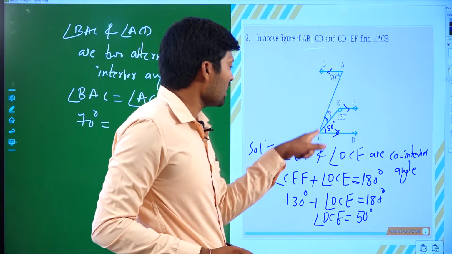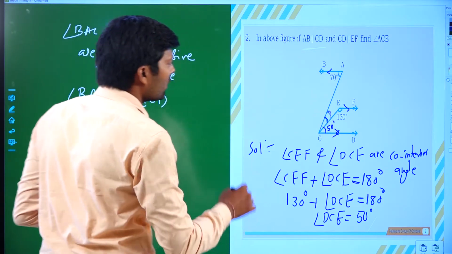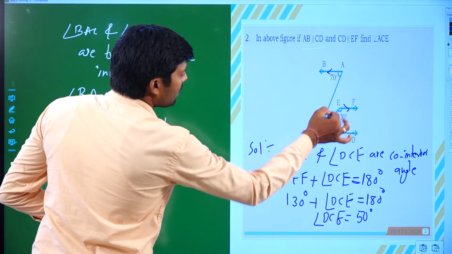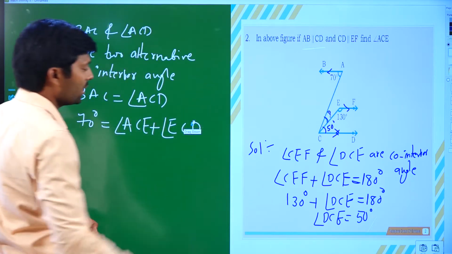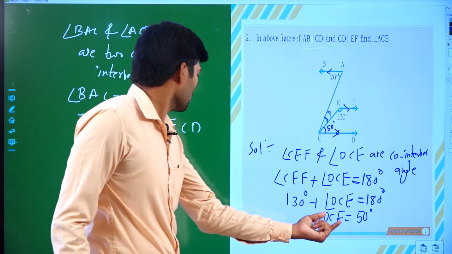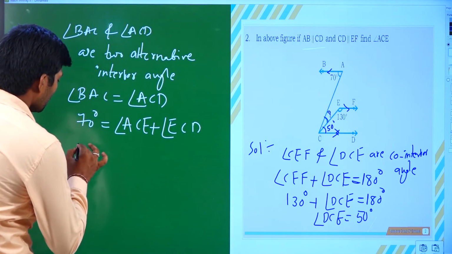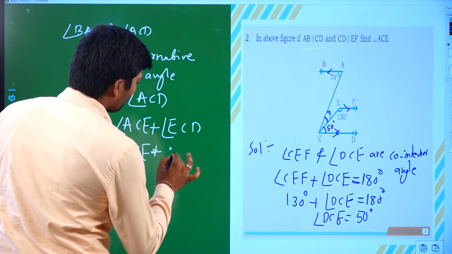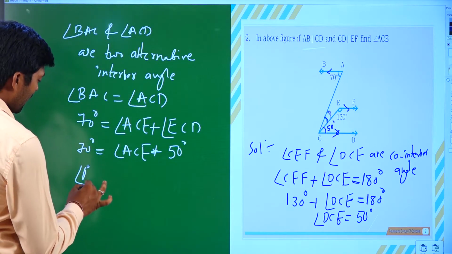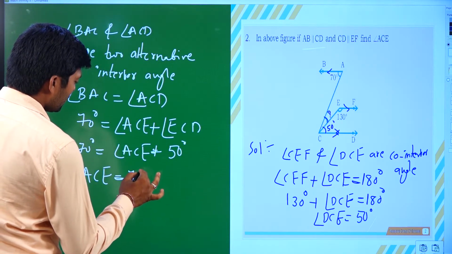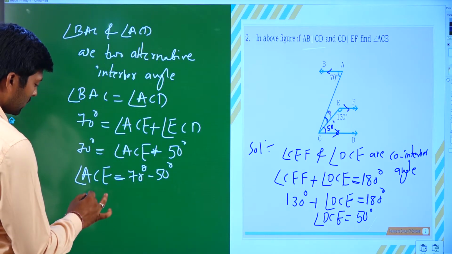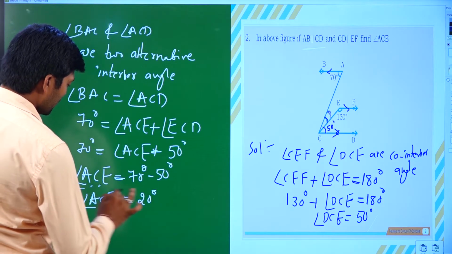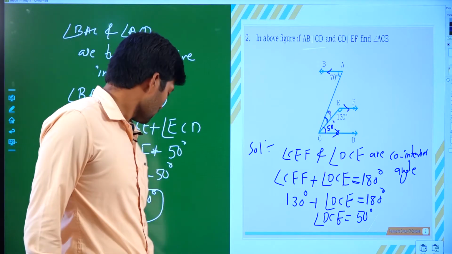What is angle ACD? ACD can be split into two angles. The first one is angle ACE plus angle ECD. What about angle ECD, or DCE? That is equal to 50 degrees. So 70 degrees is equal to angle ACE plus 50 degrees. From this, angle ACE is equal to 70 degrees minus 50 degrees, so angle ACE is equal to 20 degrees. This is the required angle.